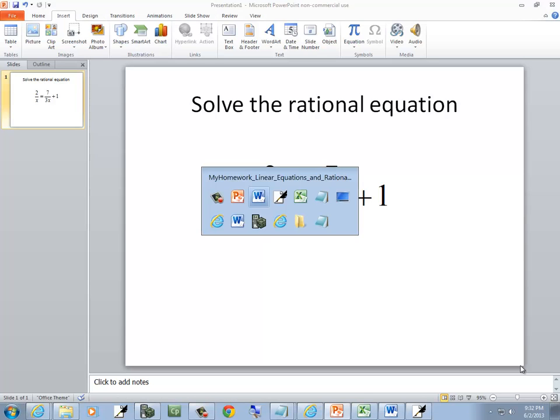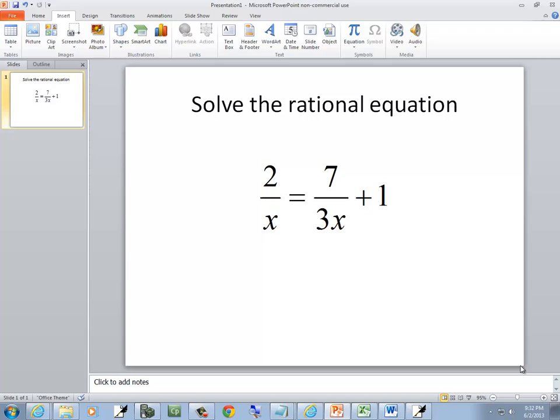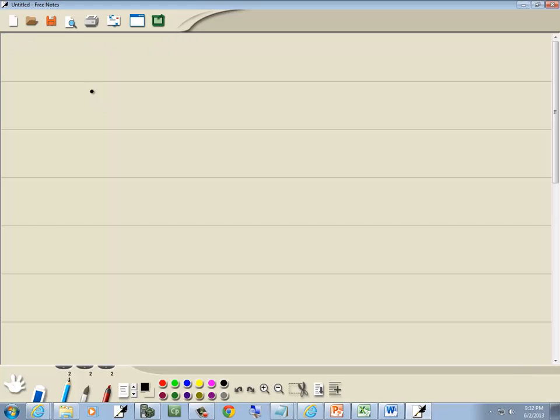Let's take a look at this rational equation. Got 2 over x equals 7 over 3x plus 1. Now, solving a rational equation is pretty much the same as solving a linear equation. There's a couple of things we need to note, and so we'll mention it on one of these, and then we'll see it on some of the other ones.